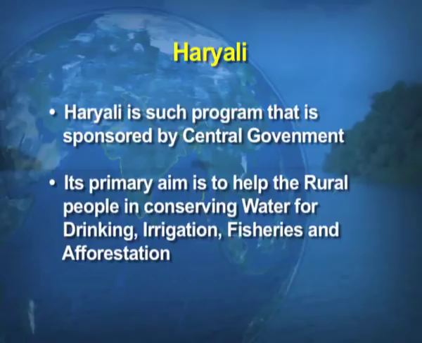The one most important project sponsored by the central government is Hariyali. Secondly, we talk about what the important aspects of that are. The primary aim of this Hariyali project is to help the rural people in conserving water for drinking purposes, for irrigation purposes, for fisheries as well as for afforestation. So what is afforestation? You might be knowing that afforestation is a concept where we go for planting more trees.